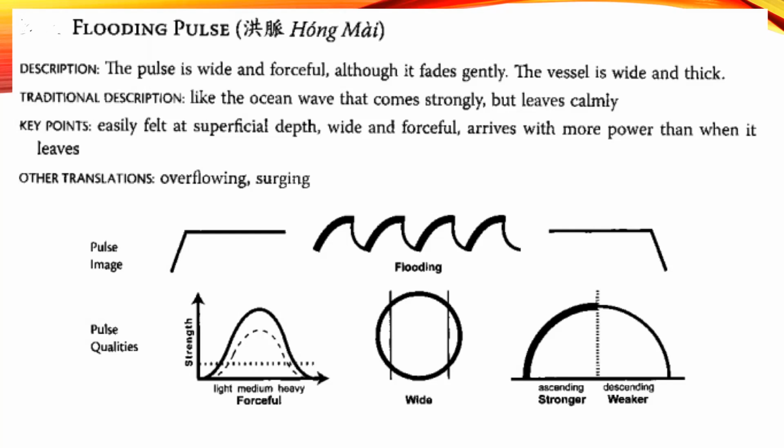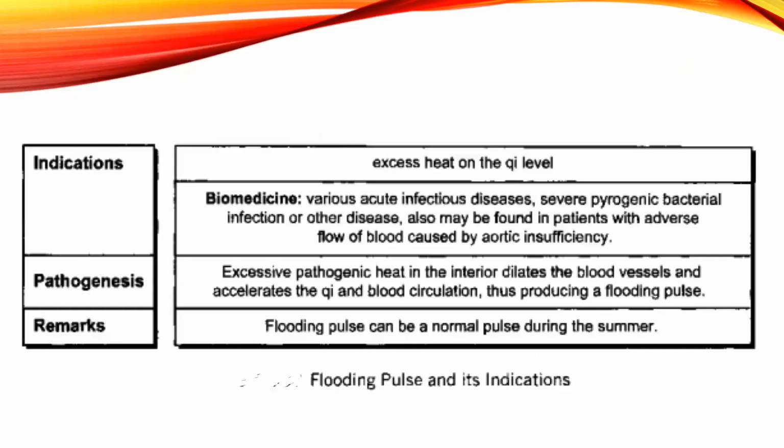So, forceful ang quality, wide, sobra-sobra dun sa blood vessel ha. So, yung pagpatong ng kamay nyo, sumusobra dun sa fingers nyo nararamdaman. So, mas malakas yung ascending niya. Then, descending, yung pababa niya is weaker. So, indication po, ang flooding pulse, excess heat po yun on the chi level.